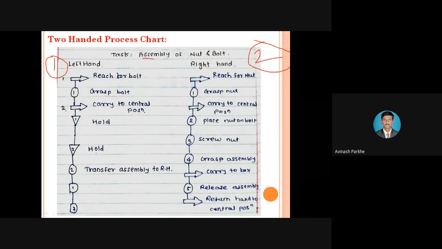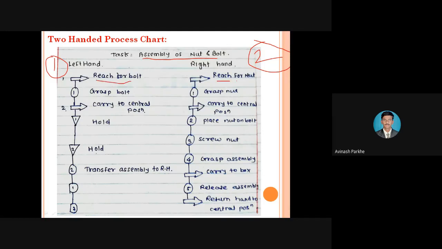Whatever task I have given, I have taken the task as an assembly of nut and bolt. If I have to go for the assembly of the nut and bolt, then during that assembly, by using a single hand only, the assembly is not possible. By using the right hand only, the assembly is not possible. By using the left hand only, the assembly is not possible. So during that assembly, we have to use our left hand and our right hand also. So simultaneously the movements are taking place.